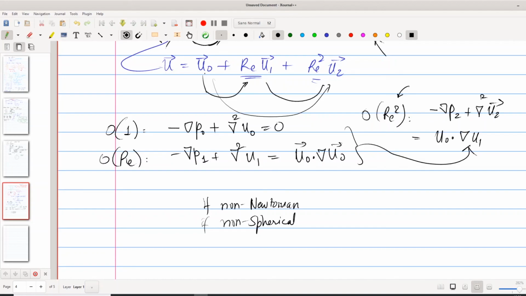Okay. What happened? Yeah, you just have to expand this. All the Re squared terms will start appearing. Okay, so I just quickly wrote down the expansion, but you have to do it.